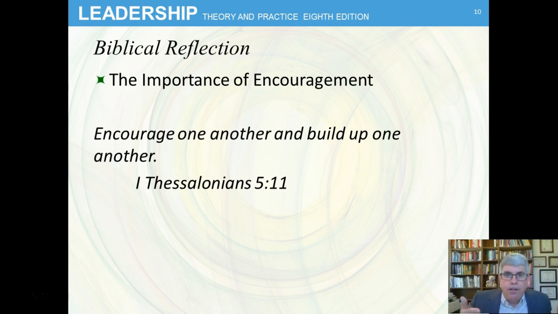That's the goal of Christians working with each other, is to encourage one another, give them the motivation to do what's right, to love one another, to serve and love the Lord, and to build one another up, to give them the skills necessary so that they can accomplish their goal.